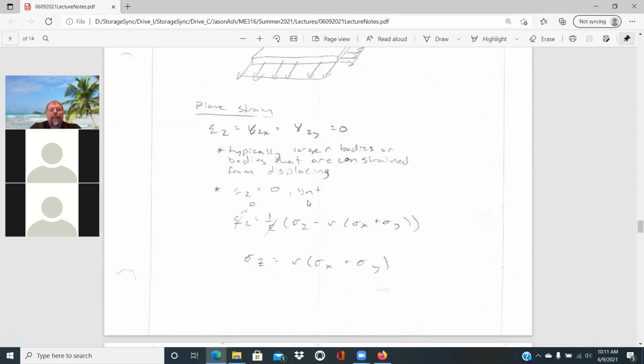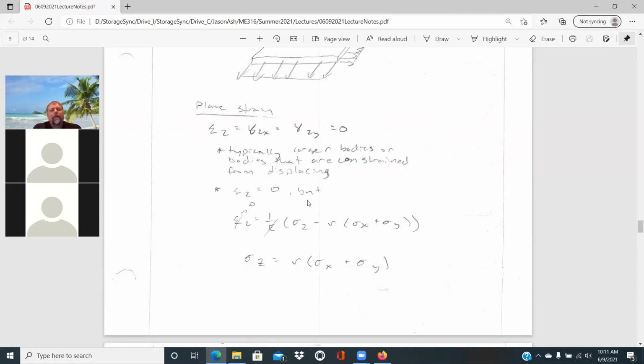And then plane strain is typical for larger bodies that are constrained from displacing. Think, for example, of a dam wedged between 2 mountains. It's not going to contract or expand in that process. And so a strain in the Z direction would be 0, and similarly with the shearing strains involving that Z direction.